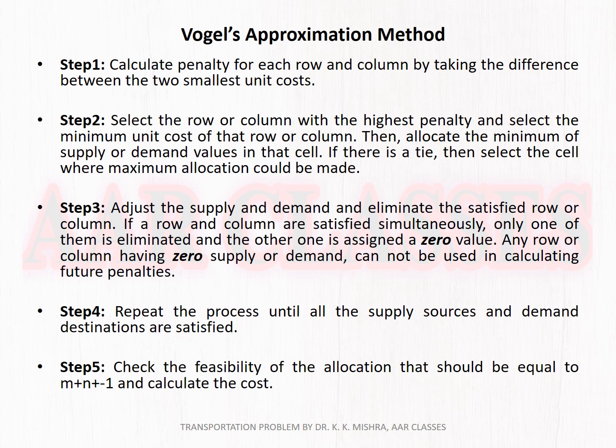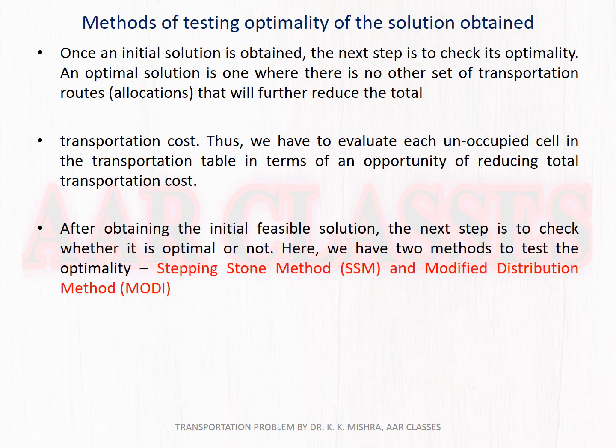Don't forget to go to step 5. Check the feasibility of the allocation and also calculate the cost. These are the simple steps of Vogel's approximation method. Don't worry, I'll give you practical detailing of it with the help of a practical example in coming up videos.